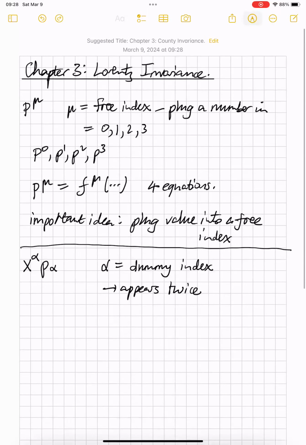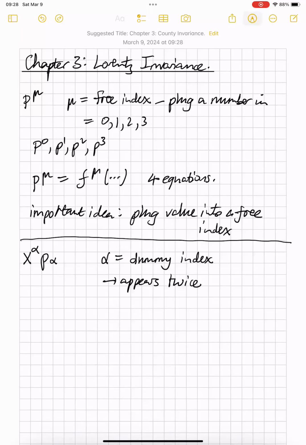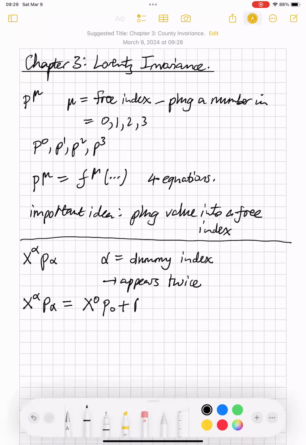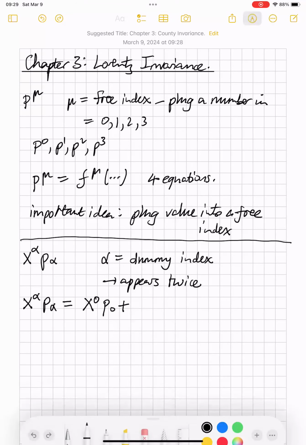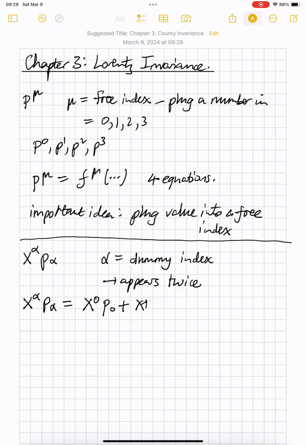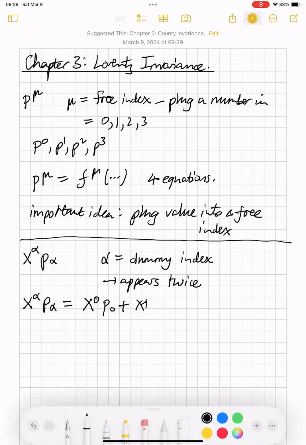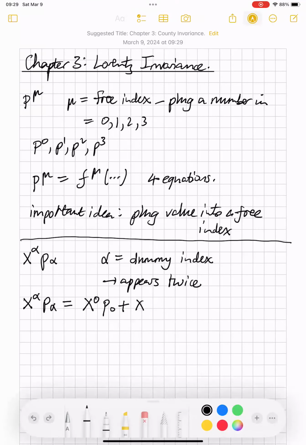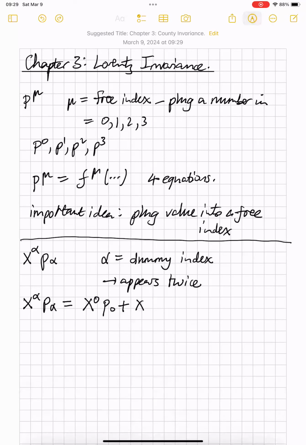Now, you cannot plug a number into a dummy index. Remember, we said by the Einstein summation convention, whenever an index is repeated, once as a superscript and once as a subscript, this is an instruction that we should sum over this index. So x alpha p alpha is actually a sum, and it's x0 p0 plus x1 p1 plus x2 p2 plus x3 p3.